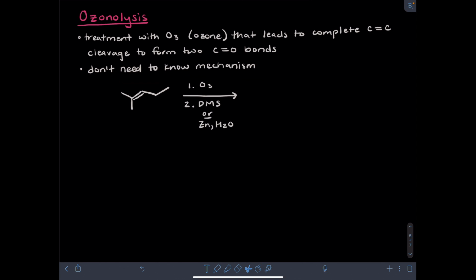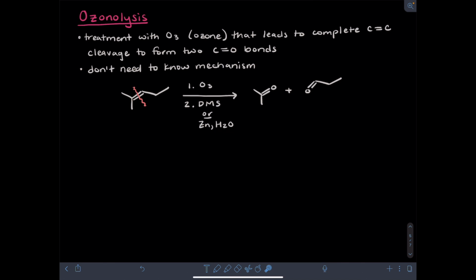What ozonolysis will look like for alkenes is you start out with your alkene and you treat it with reagents in 2 steps. First, you treat the alkene with ozone, and then in a second step, you treat your compound with DMS or zinc and water. Ozonolysis will completely cleave the carbon-carbon double bond of the alkene, and each carbon of the alkene will have a new double bond to an oxygen in the products.